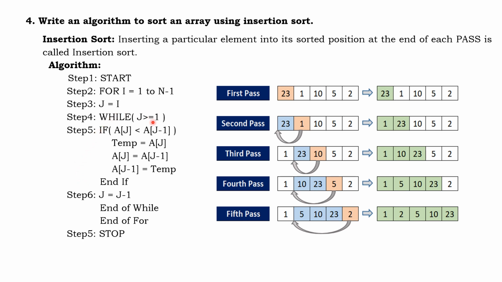This process will repeat for the number of comparisons. How many elements are there? 5 elements are there. First pass, only one comparison. Second pass, 2 comparisons. Third pass, 3 comparisons. Fourth pass, 4 comparisons. Then we will get the finally sorted list.